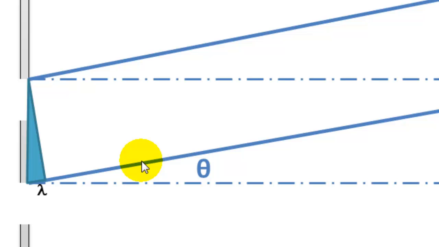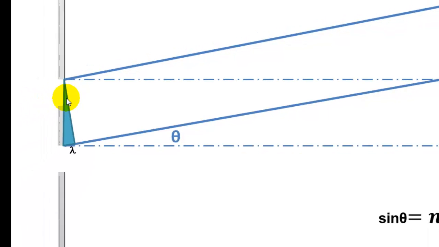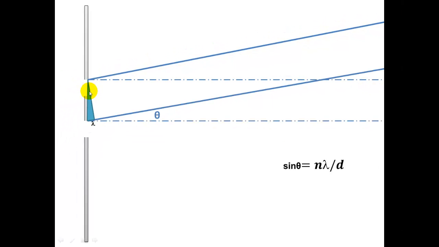And using trigonometry, since it's the same as this triangle here, the sine of this angle is equal to the opposite, which is wavelength divided by the distance between the slits. Now it could be one wavelength, or it could be two wavelengths, or three wavelengths. It will still give the same constructive interference. And we can rearrange that, multiply both sides by d, and this is how it's represented in the formula booklet: n lambda is equal to d sine theta.